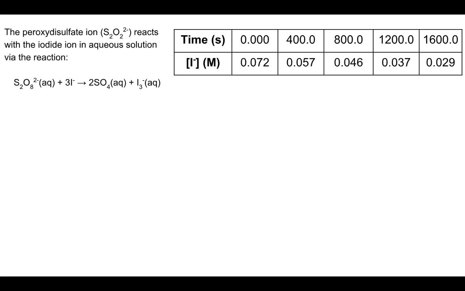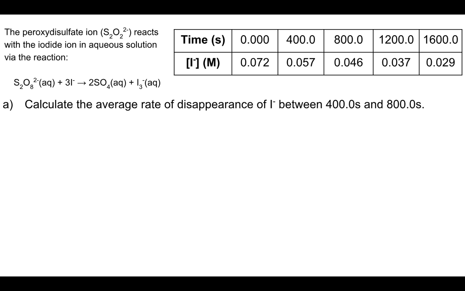So we collected this data as the reaction went on. So we had an initial concentration of 0.072 molar of the I minus, and then we can see that it decreased over time. So let's answer a few questions about it. So first, we want to calculate the average rate of disappearance of I minus between 400 and 800 seconds.